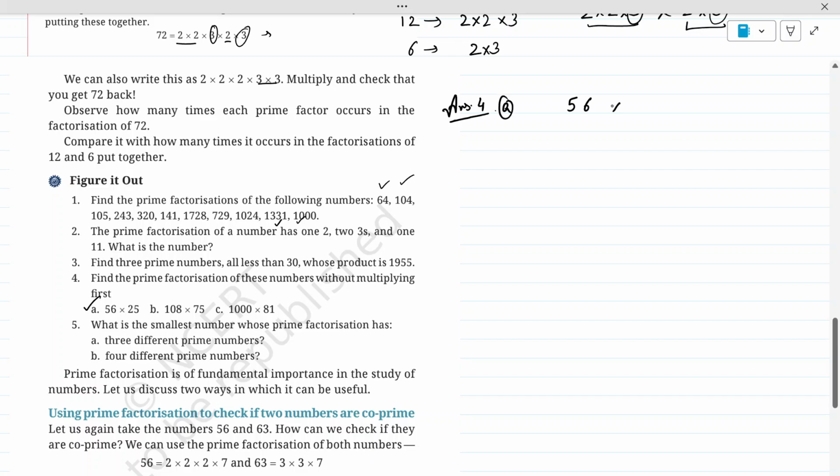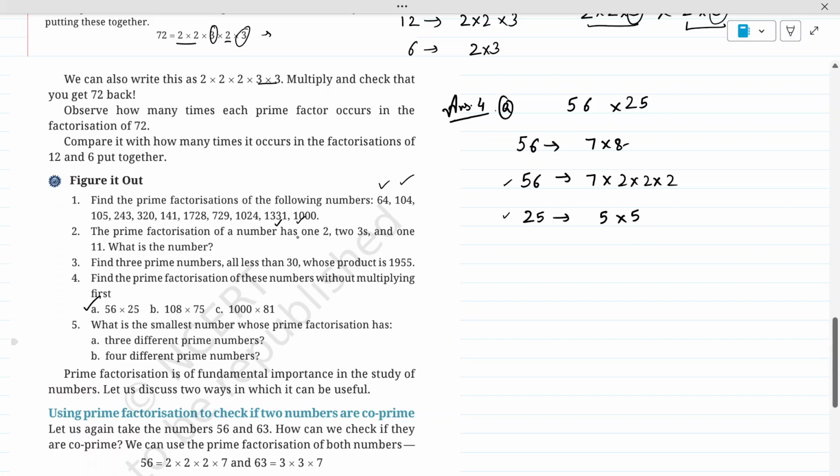So 56 and 25, we have to do their prime factorization. Let's start with 56 first. Okay, so I can write 56 as 7 into 8, and further I can divide this 8 into 2 into 2 into 2. So for 56, these are the factors. Coming to 25, for 25 we have 5 and 5. Right? So these are the factors of 56 and 25. They do not have anything common in them.